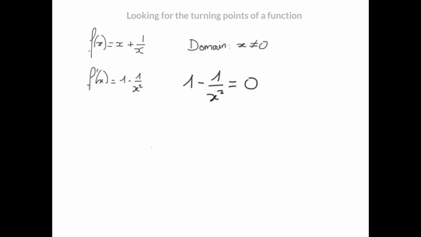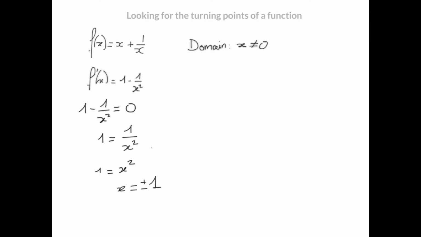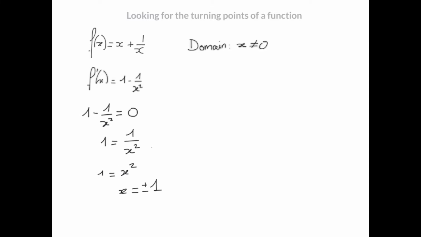We want 1 minus 1 over x squared to be 0. Okay, so we have different ways to solve this equation. Let's just add 1 over x squared on both sides. You get 1 is equal to 1 over x squared. Let's now take the reciprocal on both sides. We get 1 is equal to x squared, because the reciprocal of this 1 here is 1 over 1, which is 1. And so this means that x is going to be plus or minus 1. So this 1 and minus 1 are going to be two critical values for us.